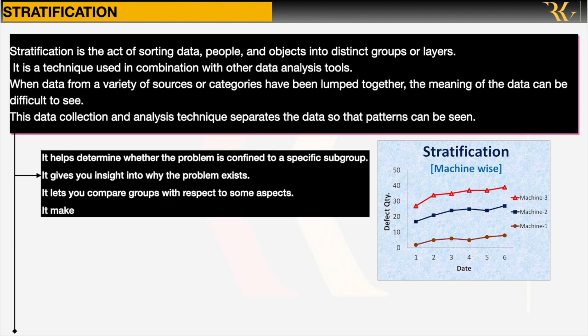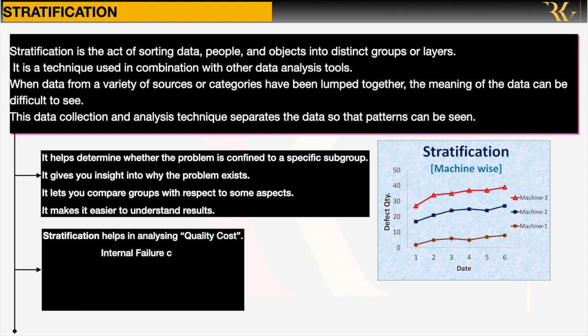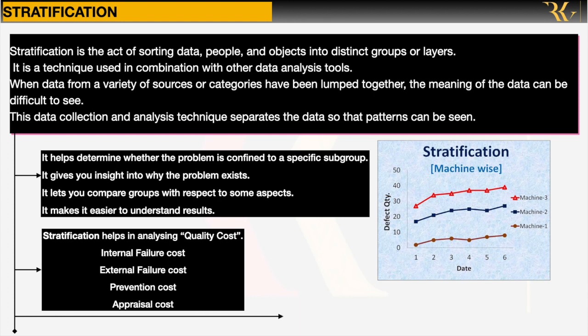It helps determine whether the problem is confined to a specific subgroup. It gives you insight into why the problem exists. It lets you compare groups with respect to some aspects. It makes it easier to understand results. Stratification helps in analyzing quality cost: internal failure cost, external failure cost, prevention cost, appraisal cost.